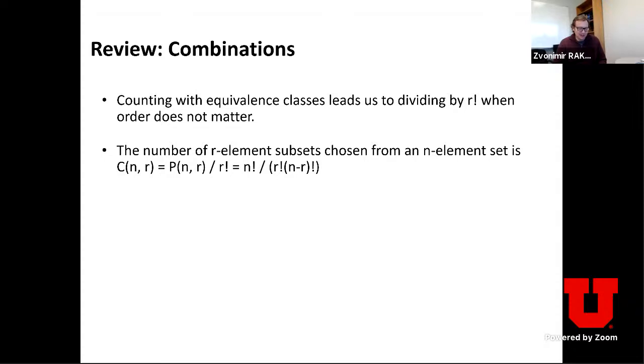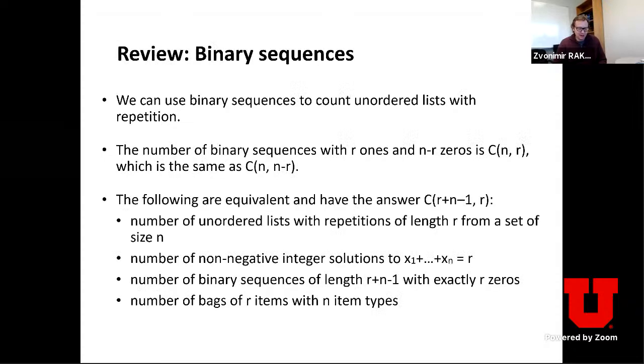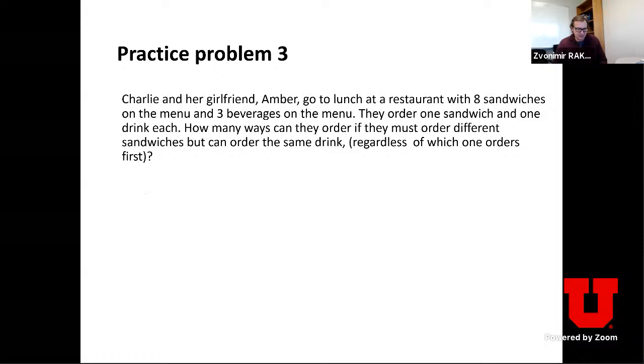We denote the number of combinations with C(n, r), and this is the formula for how to compute it. And then we talked about binary sequences and bags, and we derived this formula C(r + n - 1, r), which is a solution for all these different kinds of problems that are all equivalent. The most common one is the last one, the number of bags of r items with n item types. So this is what we covered in the lectures. And then we solved a couple of example problems. Now let's try to apply all of these on various counting problems.